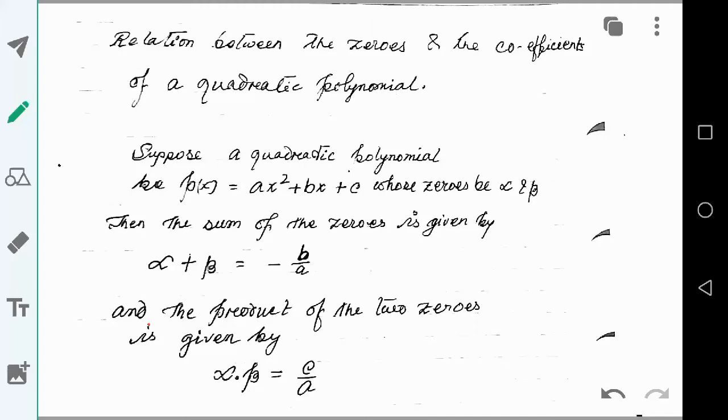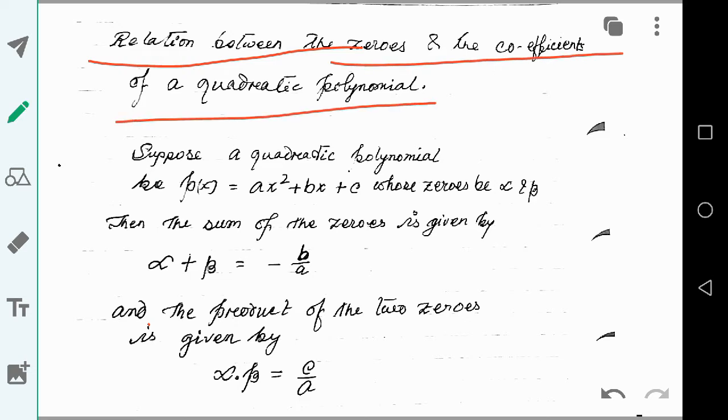In this video, we are going to discuss the relation between the zeros and the coefficients of a quadratic polynomial. Then we will solve Exercise 2.2 of the NCERT textbook of mathematics, class 10. So what is the relation between the zeros and the coefficients of a quadratic polynomial? This exercise is based on quadratic polynomials only.